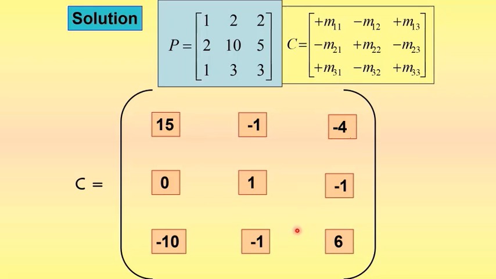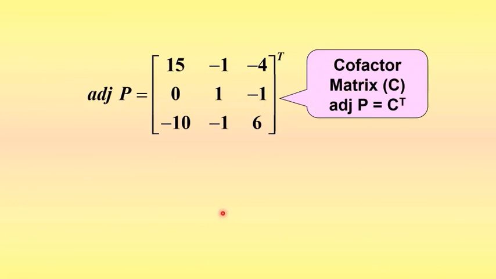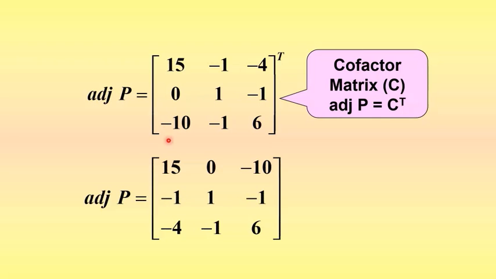After we have the cofactor, we can proceed with the determinant, the inverse, if you want. Okay, this is our cofactor, and then for the adjoint, we have to make a transposition operation of the cofactor. So this is our adjoint.